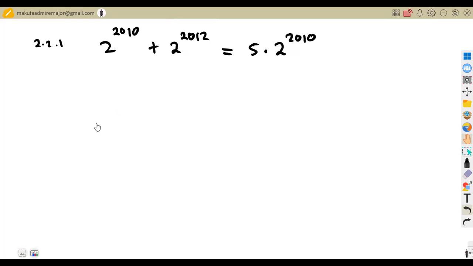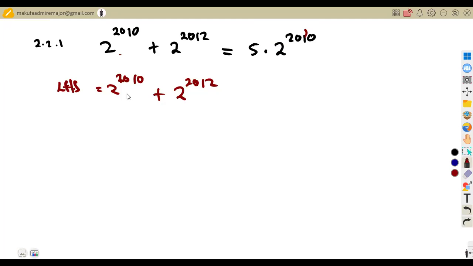The answer is there. Our answer is supposed to be like this. So meaning to say we have a side to choose, either from here to this or the other way. As for us, we're going to try to work from the left-hand side, where we have the most complicated part of our equation. From the left-hand side, we are given 2 to the exponent of 2010 plus 2 to the exponent of 2012. How do we simplify this so that it gives us the same as what we have here?